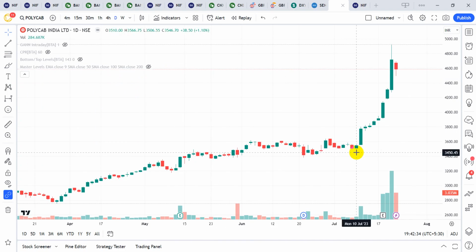So this is 7th, this is 8th, right? So again, this is the 8th, and you can see here again the same rule which we use. We don't trade on this day. After this day, if high is broken, we go long. The very next day, it was up 6%, right?